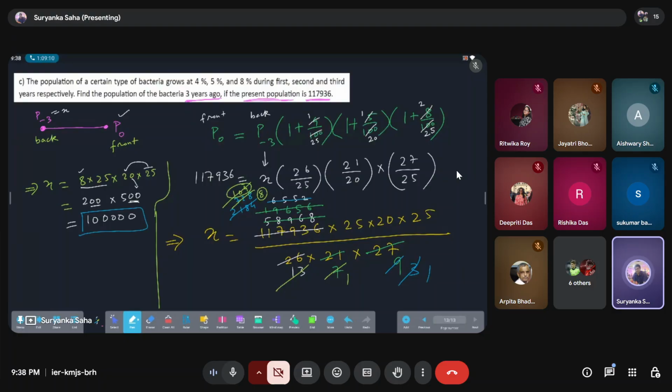This is the value of x. X means the population 3 years ago. So this is the population of the bacteria 3 years ago. Find the population of bacteria 3 years ago. So the population of bacteria is the answer.